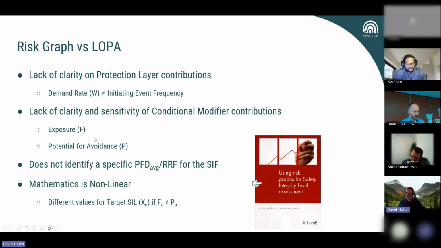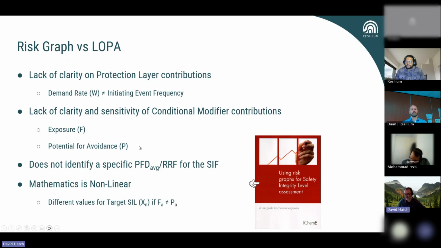So you'll see here, the first aspect is that the demand rate, W, is not the same as the initiating event frequency. In your demand rate, you've got to take on board all the measures that you've got before you actually place a demand on your safety instrumented function. But that's going to be completely different to what your initiating event or your threat frequency is. There's also a lack of clarity and sensitivity on your exposure and avoidance. It tends to be black and white. It's either you're exposed or you're not exposed, or it's avoidable or not avoidable. And it's very difficult to get that fine line between what's our real exposure, our real avoidance, rather than this order of magnitude contribution.